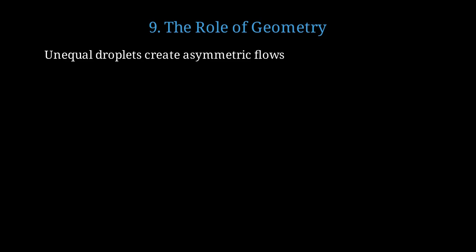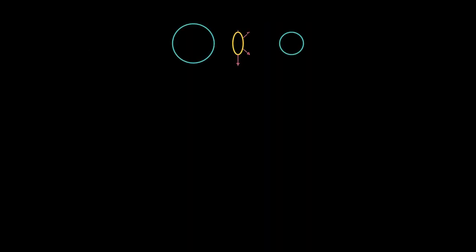Droplet geometry adds another layer of complexity to coalescence. When droplets have different sizes, the flows become asymmetric and more complex. The bridge forms off-center, and fluid flows are no longer radially symmetric. This breaks the simple scaling predictions.